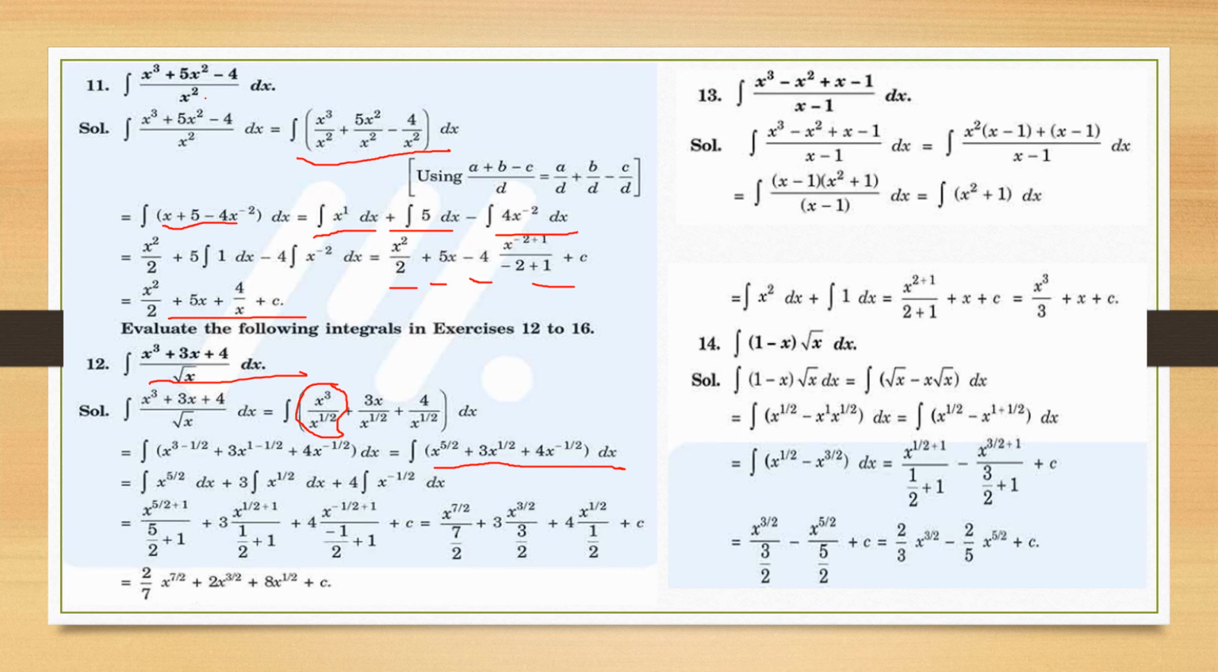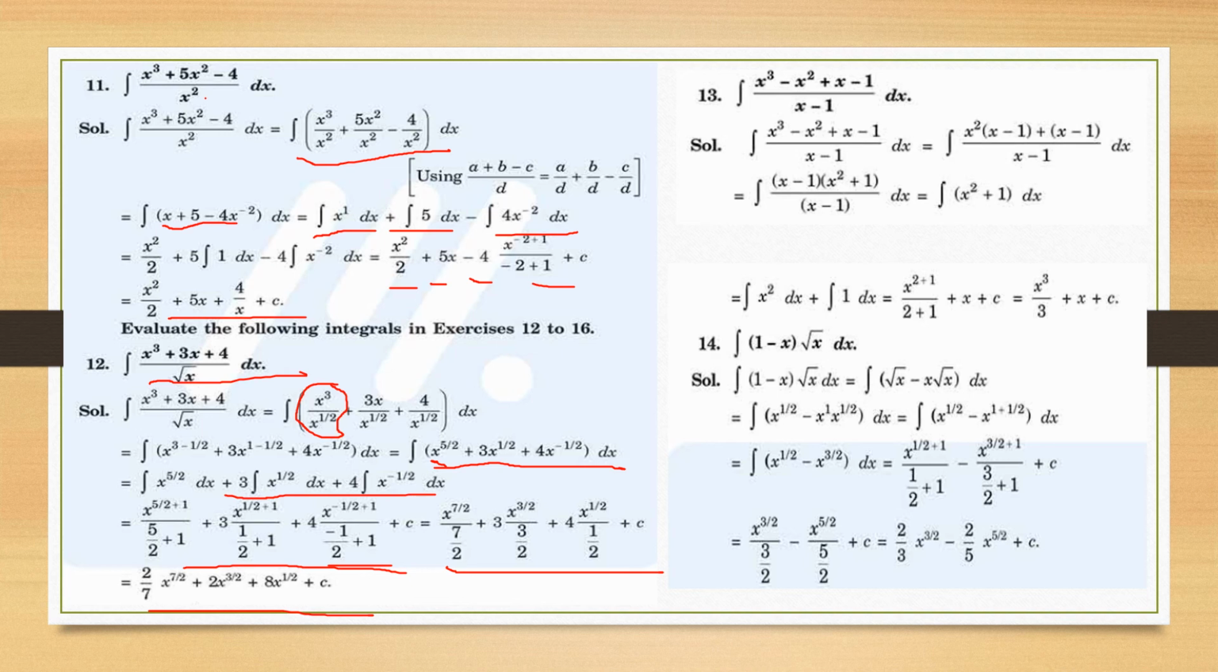Okay, now x raised to power 5 by 2 after power rule will be x raised to power 5 by 2 plus 1 upon 5 by 2 plus 1, and 3 x raised to power half plus 1 upon half plus 1. Okay, like this. And it is plus 4 x raised to power minus half plus 1 upon minus half plus 1. So it becomes like this. Now arrange these denominators like 2 by 7 x raised to power 7 by 2 plus 2x raised to power 3 by 2 plus 8x raised to power half plus c.